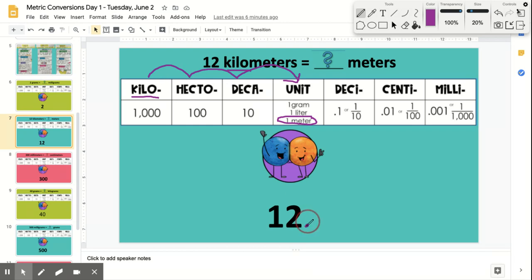So 12 is a whole number, the decimal point is here, move it once, that's the same thing as multiplying by 10. So that's 120. Move it again, same thing as multiplying by 10, add another 0, we're at 1,200, but I need to move it one more time. So the final answer is 12,000. 12 kilometers is the same thing as 12,000 meters. Final answer. Hopefully you are doing okay.